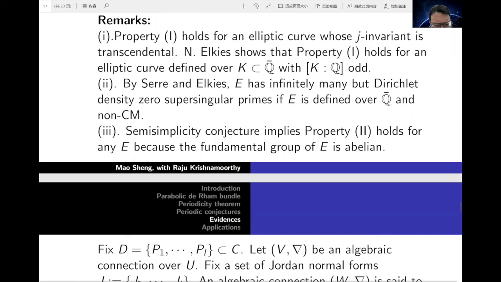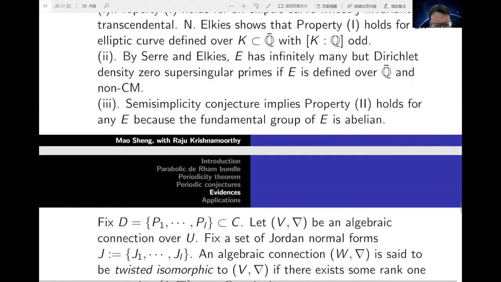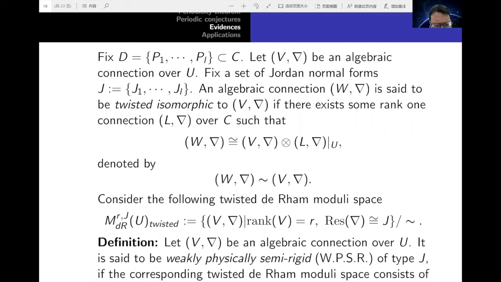Now, one more conjecture, which I like very much, which is related to Gershnick's work, and it comes from Katz's work on rigid local systems. So let me formulate it this way. Let us fix a set of punctures D, and we start with an algebraic connection over the complement, and we need to fix a set of Jordan normal forms over each puncture.